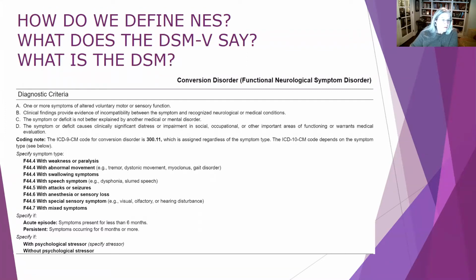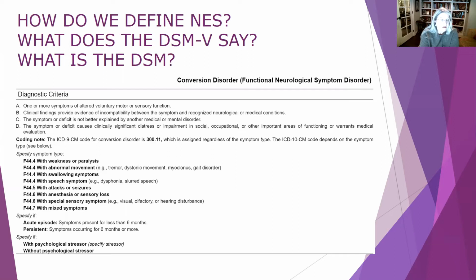I need to make my slide a little bit bigger here so I can see it. Okay, so in order to get the diagnosis of a conversion disorder, and in this case, functional neurological symptom disorder with attacks or seizures, you have to have one or more symptoms of altered voluntary motor or sensory function. And then clinical findings that aren't compatible with, in the case of non-epileptic seizures, epilepsy, although some people have both.